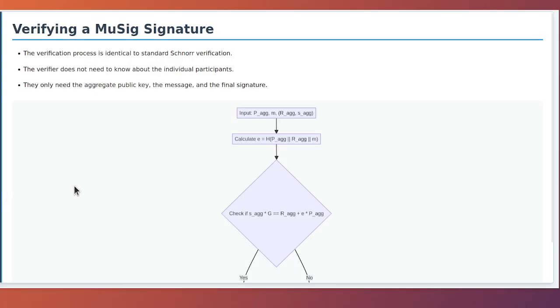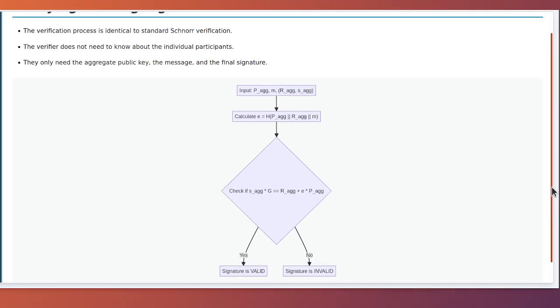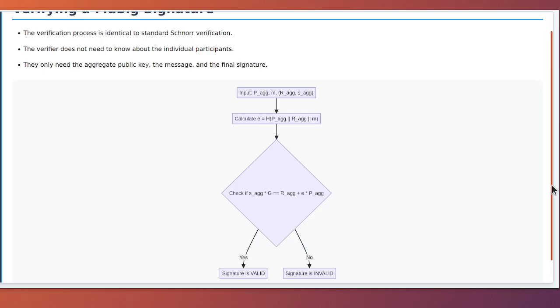Verifying a MuSig signature. One of the most powerful features of MuSig is the simplicity of verification. A person verifying a MuSig signature does not need to know about any of the multi-party complexity that went into creating it. They do not need to know the individual public keys, the individual nonces, or anything about the three-round protocol. The verification process is exactly the same as verifying a standard, single-party Schnorr signature.